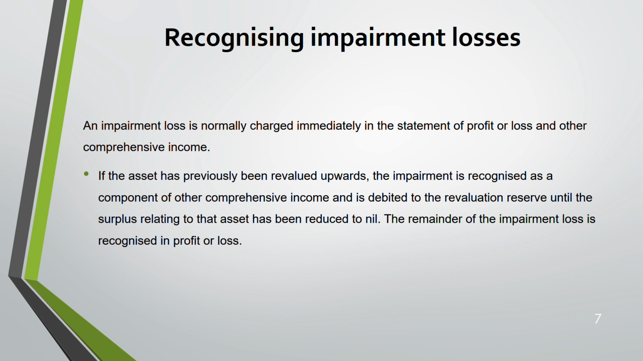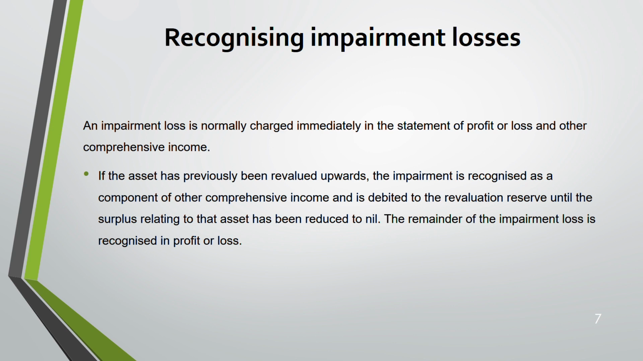But if your asset has previously been revalued upwards, there's a revaluation that took place, then any impairment is first debited to the revaluation reserve, until that revaluation reserve becomes nil. You can reduce your impairment loss up to the amount of that revaluation reserve. Once it becomes nil, the excess impairment loss goes to profit and loss. If you're not understanding this at the moment, it's okay. When we do a question, you will understand it.